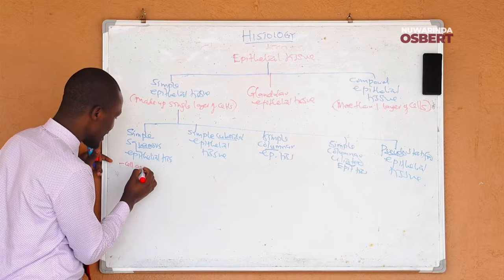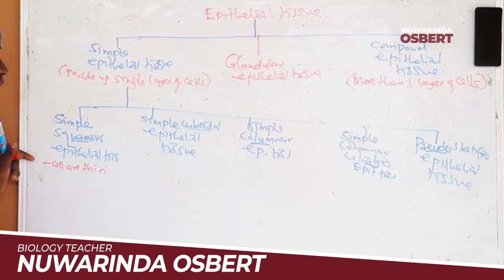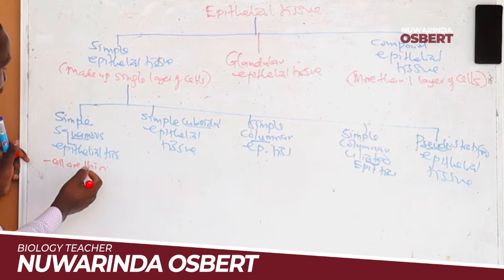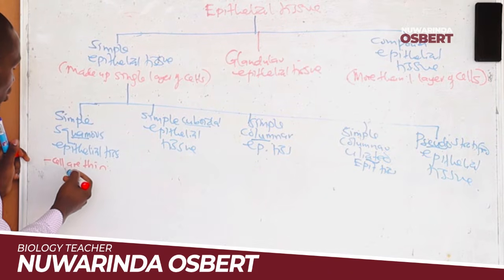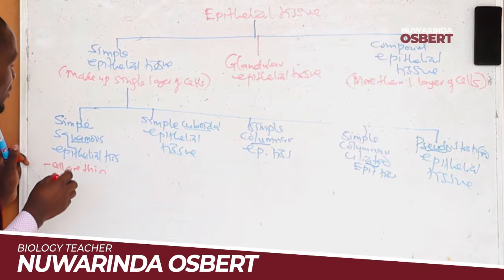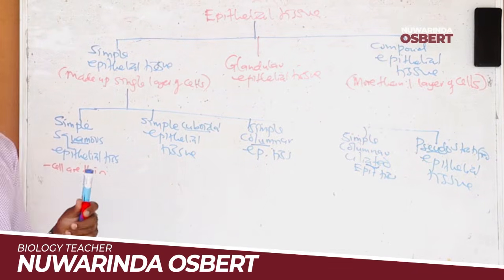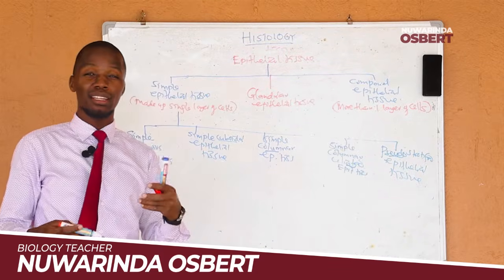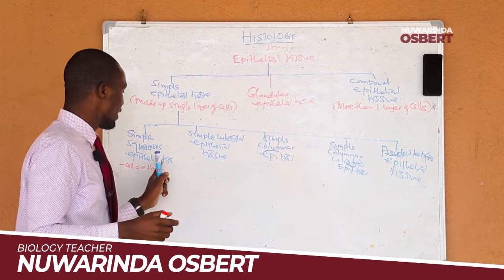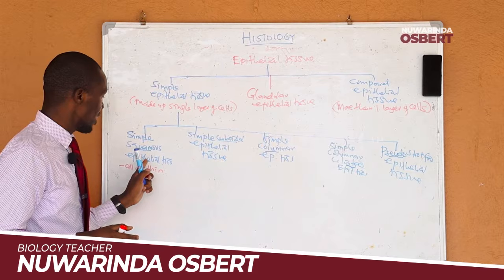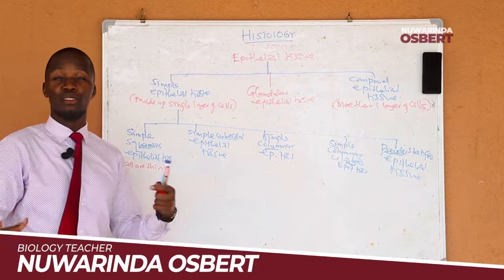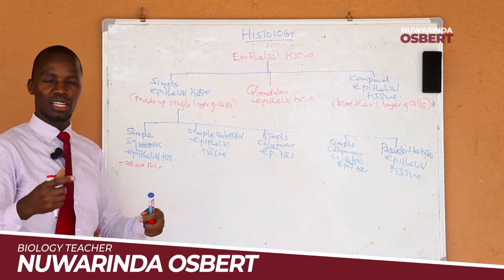this tissue are thin. They also have thin walls. And because of the cells being thin, this kind of tissue is found in those areas where we need a thin distance. That's why the simple squamous epithelial tissue is found in those areas where we need diffusion. Why? Because for diffusion to take place, we need a short diffusion distance.